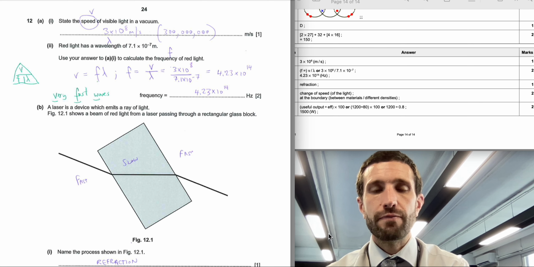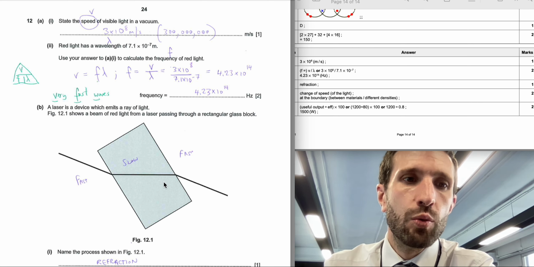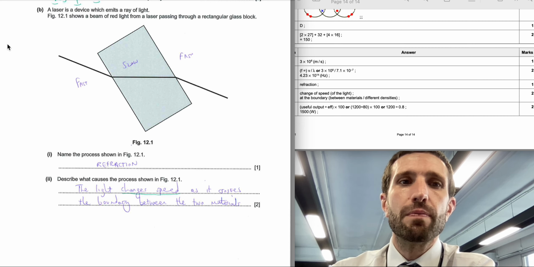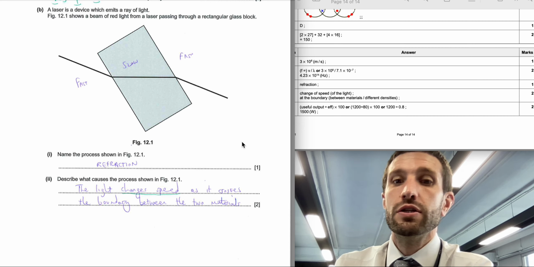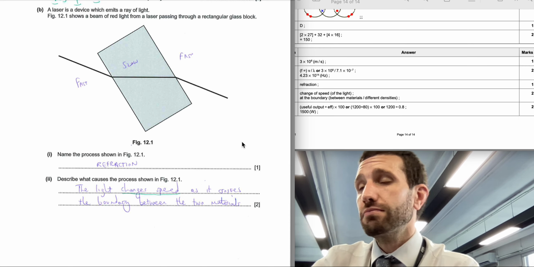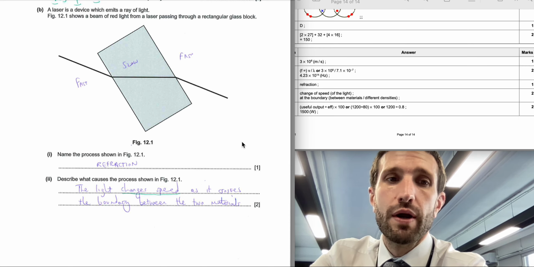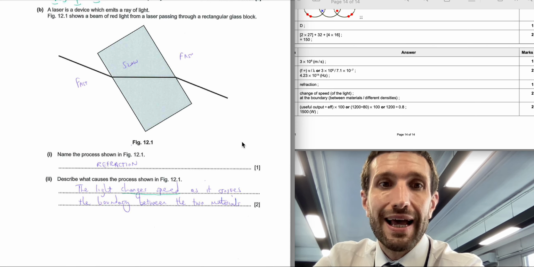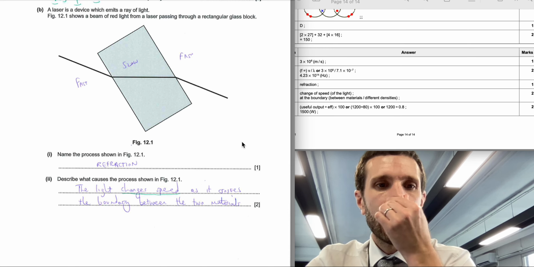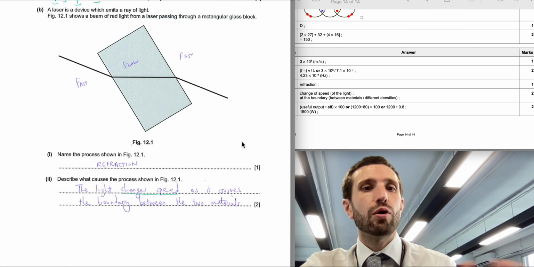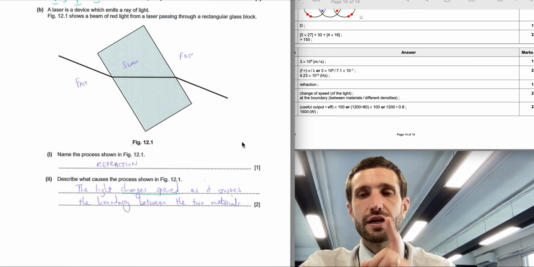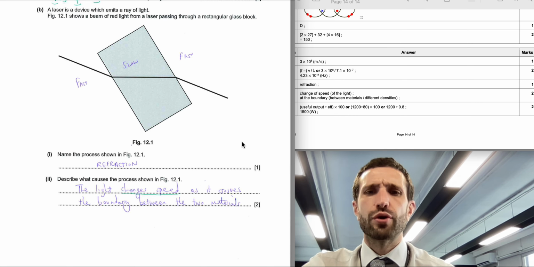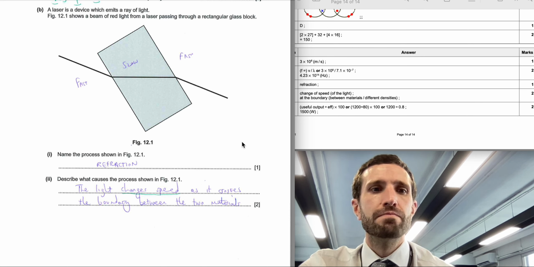Okay, let's see if we can pump through this. We're going to look at a laser which emits a ray of light, and we can see it passing through. Now, this is the change of direction of light as it passes from one medium to another. In this case, we're passing from air into glass and then back into air again. And this is refraction. Again, all you're saying is that you know that this is refraction. It's not reflection, not diffraction, it's refraction.